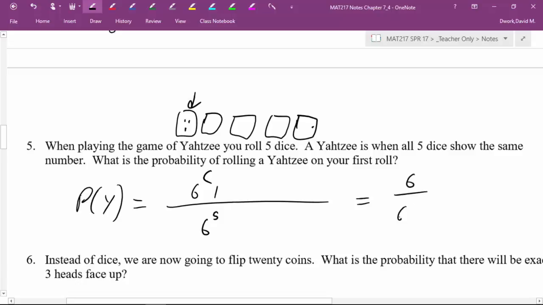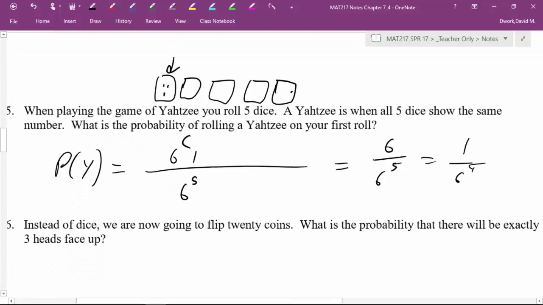It's 6 over 6 to the 5th. And you could, of course, simplify that to make it 1 over 6 to the 4th if you'd like. And there you go. And get a decimal version of it if, whatever your learning management system wants you to do. But that's the big idea. All right, I hope it helps.